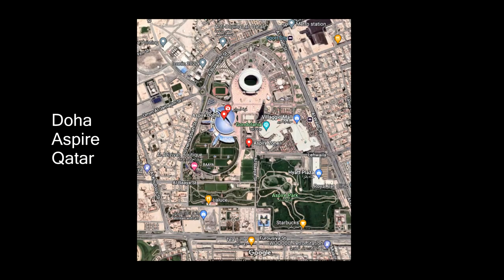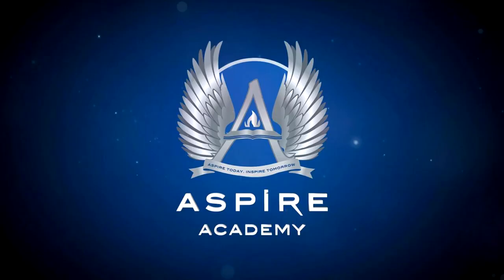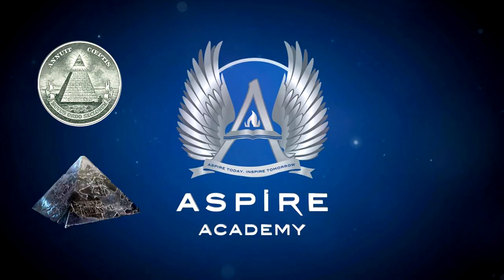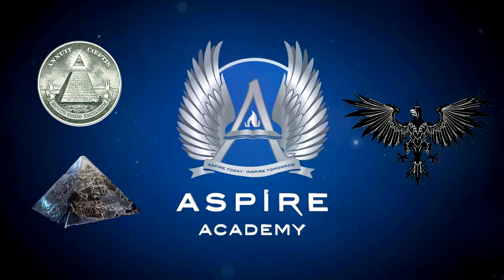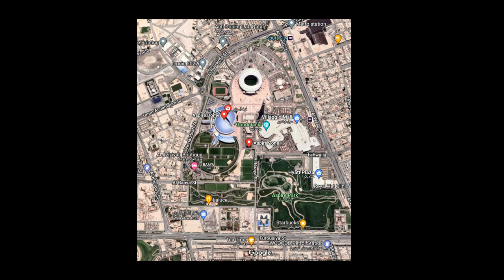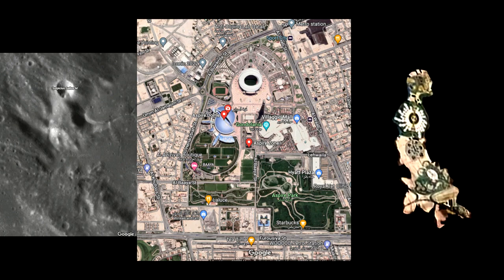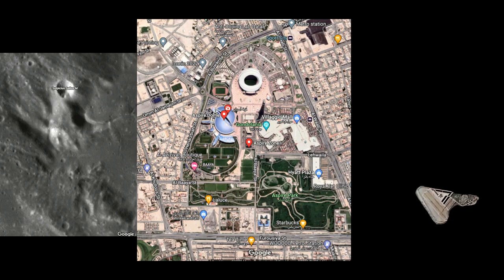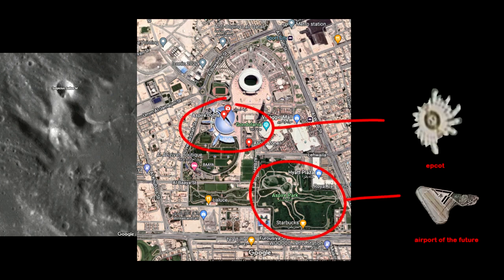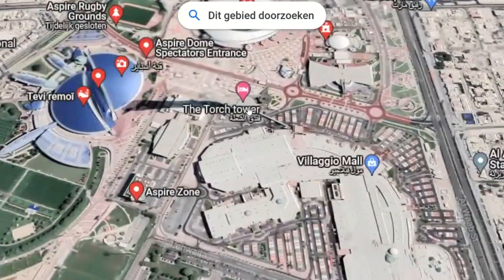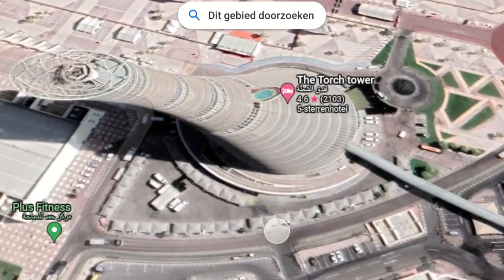Another place to harvest energy is the arena. Football. You can read it in their symbology. We had the Mundial in Qatar. In Doha, you had the recreation of the Noah map, the Disney World map. Well, you know the sequence. Airport of the future, Epcot, and Crater Earth. And like in Mecca, next to the crater, we have the harvester. The Torch Tower.